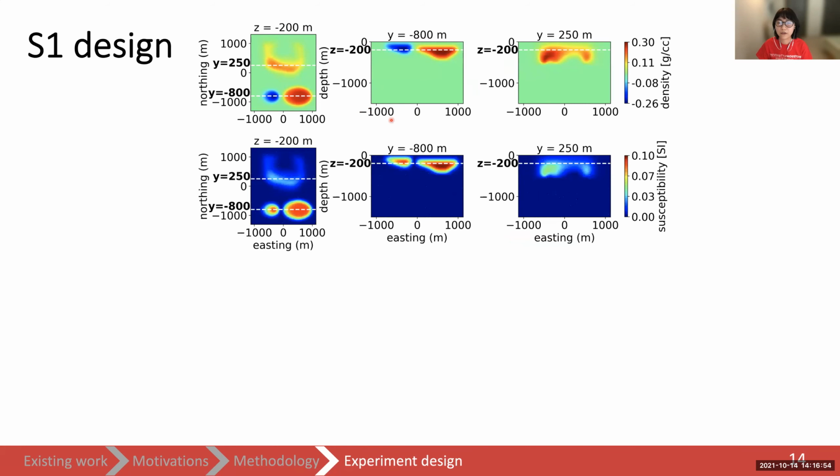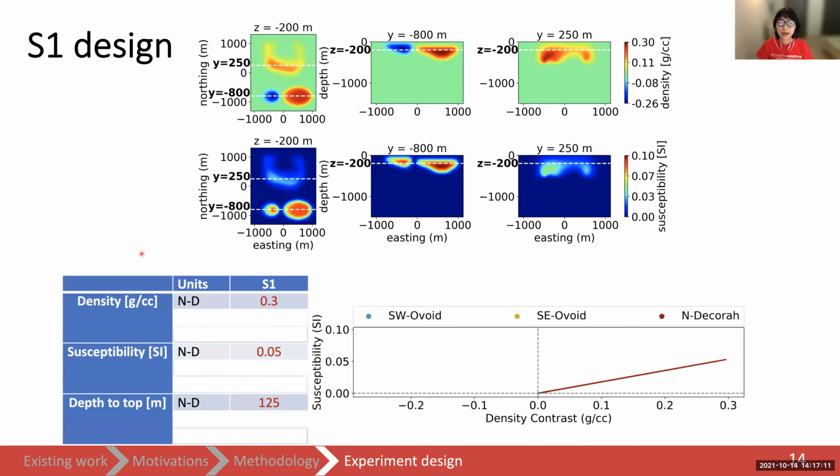Similarly, we have the synthetic magnetic susceptibility models. Displayed here are the corresponding three slices. In our model, we have three anomalous bodies. This one in the ring shape is designed based on the anomaly recovered from the Decorah area, so we will refer to it as the North Decorah or ND unit. It has a maximum density of 0.3 gram per cc and a maximum susceptibility value of 0.05, with a depth to the top of 125 meters.